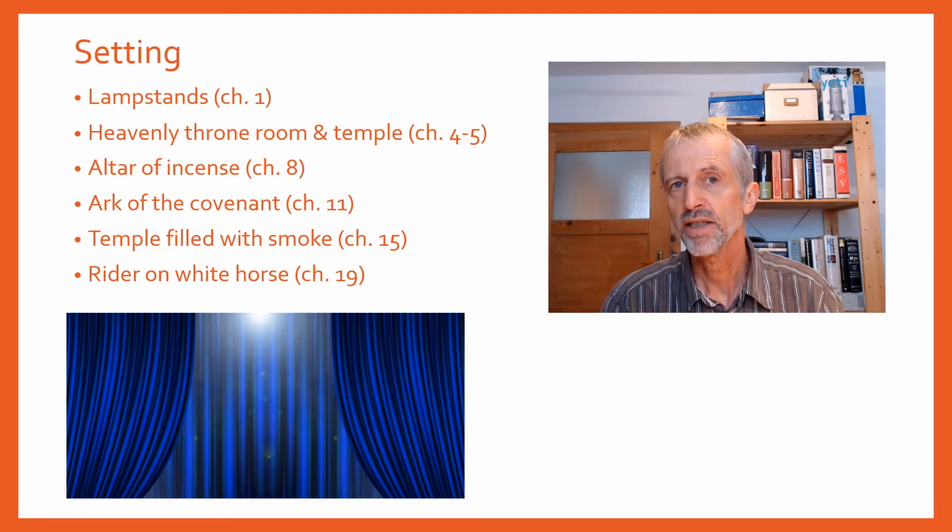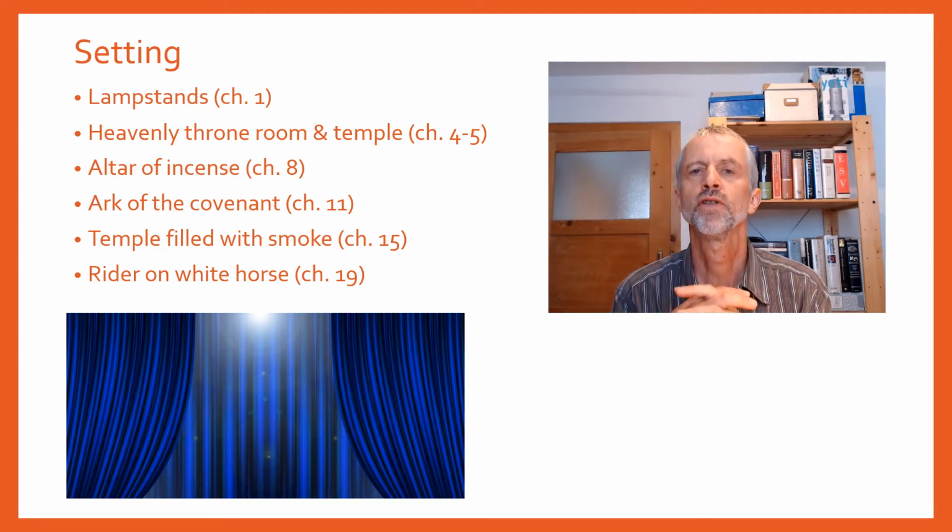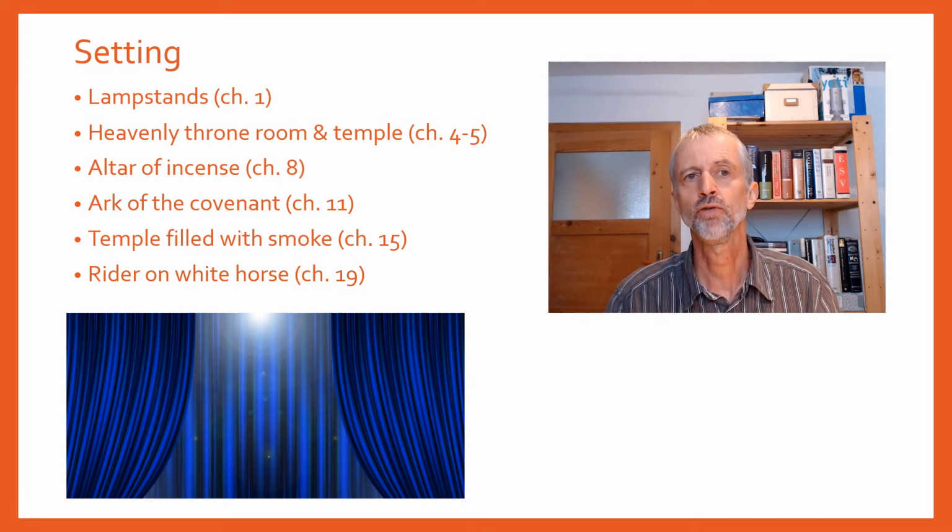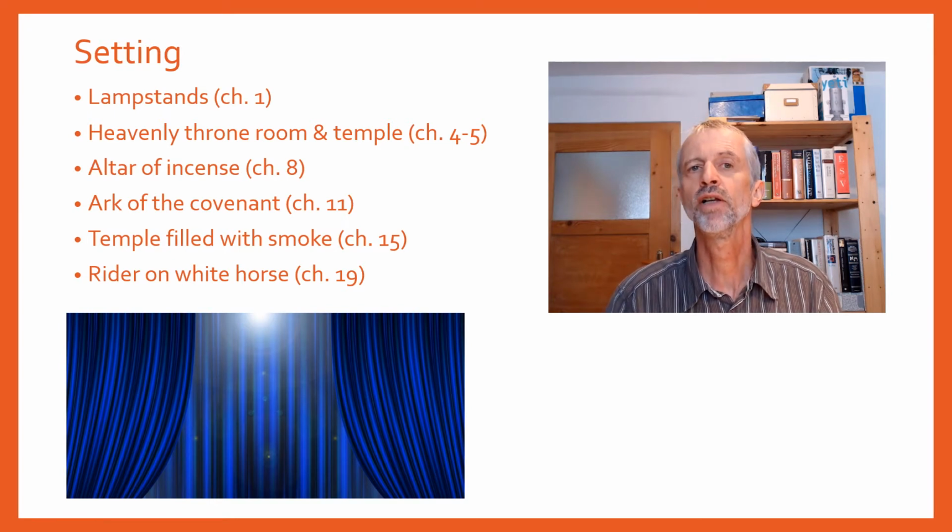And chapter 19, well, this one's a little different because it's not so much an element of the temple. We get to see Jesus as the rider on the white horse. The final section of the book, the description of the New Jerusalem, is not introduced with such a setting, but instead its introduction parallels exactly the introduction of Babylon in chapter 17.